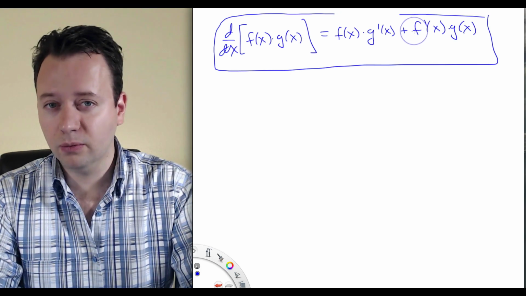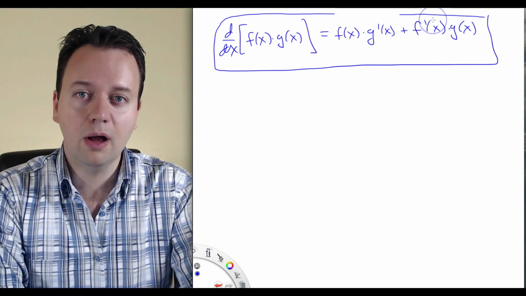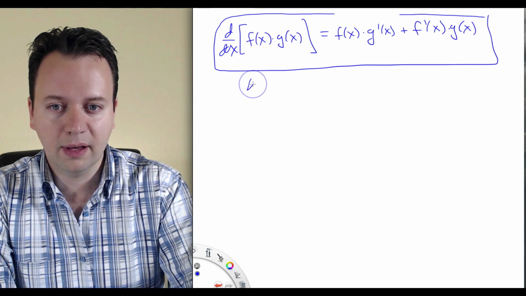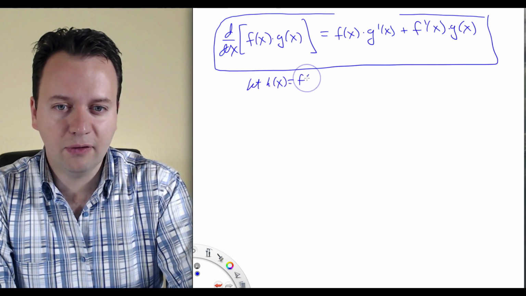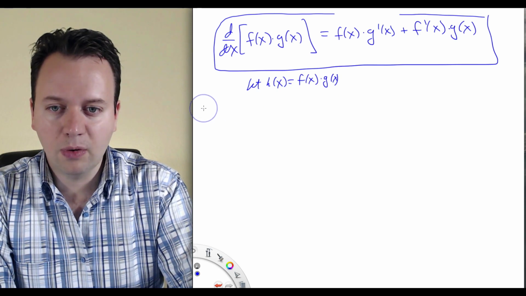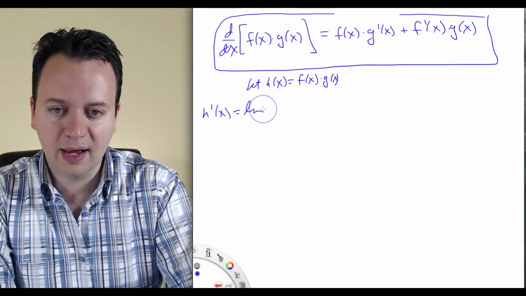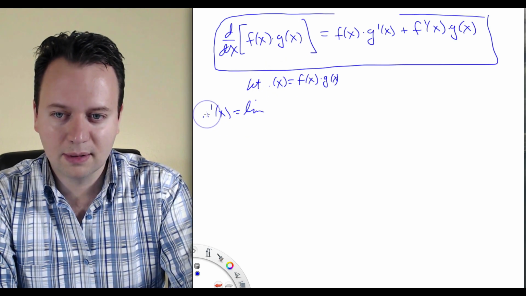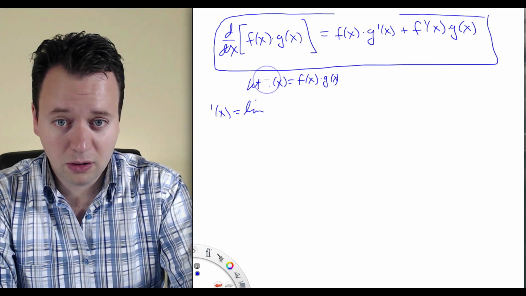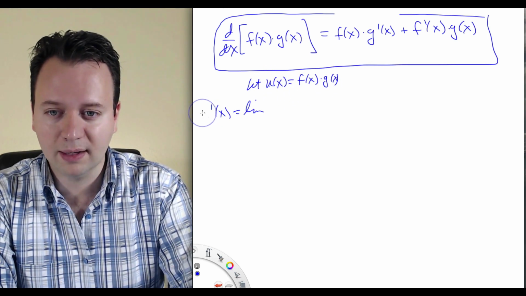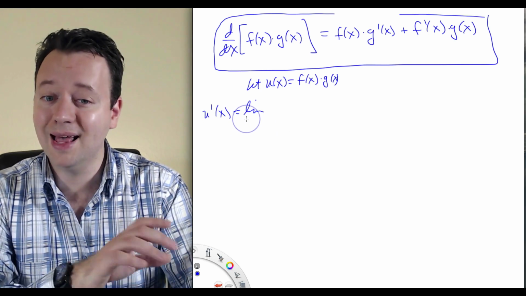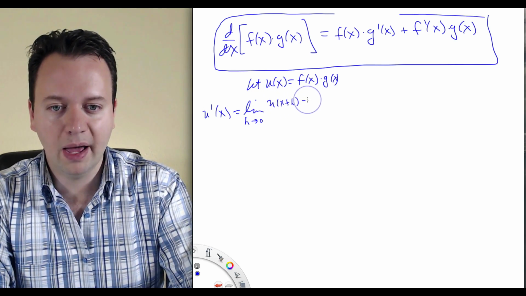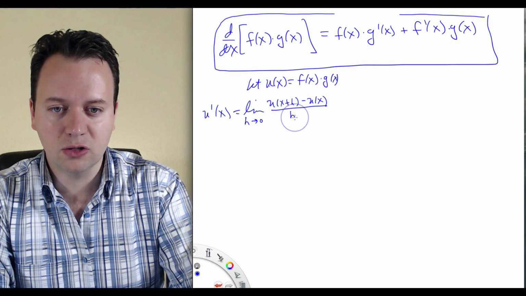As always, when it comes to proving a derivative rule, we have to go back to the limit definition of the derivative. So suppose we let h of x equal f of x times g of x, and then we want to compute h prime of x. Well, h prime of x is just the limit... Did it again. Let's not use h. Let's say we want to let u of x equal f of x times g of x. So then u prime of x will be the limit as h goes to 0 of u of x plus h minus u of x over h.